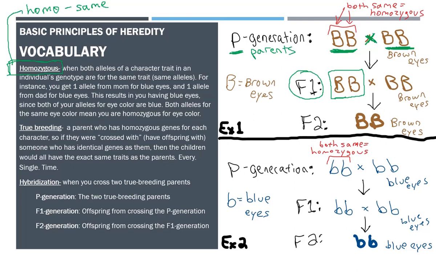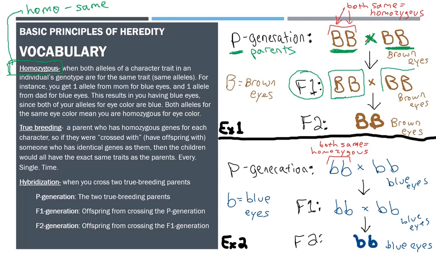Because those are the only options from their parents, because both of their parents have two chromosomes in the pair, and they're both for brown eyes. So the only thing the child can inherit are genes for brown eyes. So that's on both of their chromosomes. So the child is also homozygous for brown eyes.